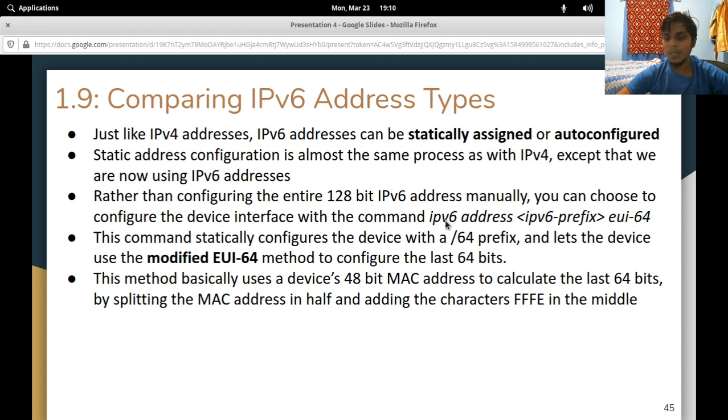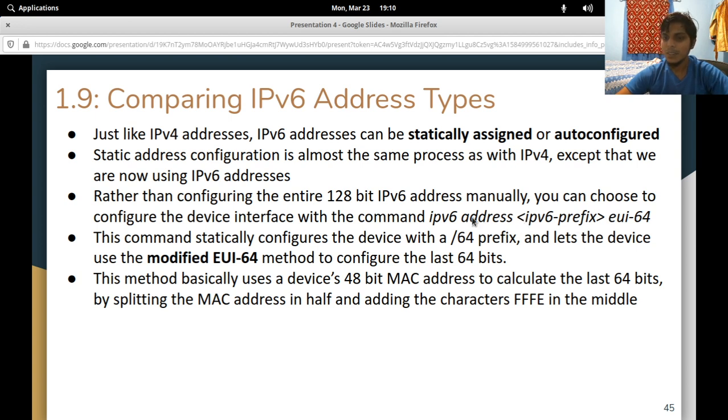Now, rather than configuring the entire 128-bit IPv6 address manually, you can choose to configure the device interface with the command ipv6 address, and then the prefix, and then eui-64. So this is the EUI thing we mentioned before. This command statically configures the device with a /64 prefix and lets the device use the modified EUI-64 method to configure the last 64 bits. So this is a sort of partial static configuration, partial auto configuration type of configuration.